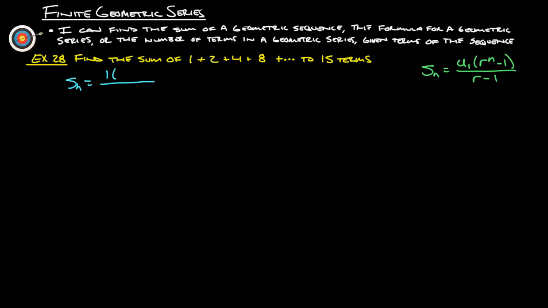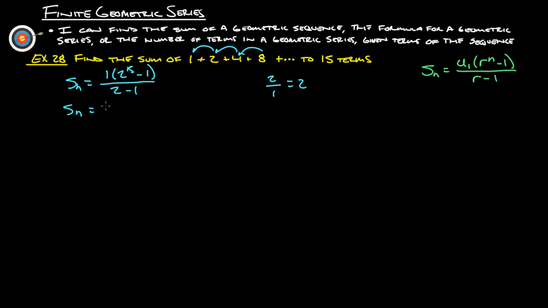Now we have to figure out the rate. 2 divided by 1, 4 divided by 2, 8 divided by 4, all of those are going to be 2. So we're multiplying by 2 each time: 1 times 2 is 2, 2 times 2 is 4, 4 times 2 is 8, and so forth. That means our rate is 2, and n is our number of terms. In this case it's 15, and then we subtract 1, all over our rate, which is 2 minus 1. And now we just simplify.